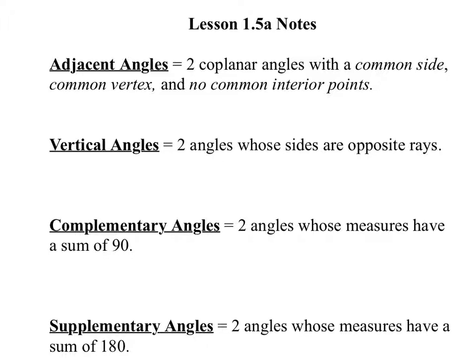2 coplanar angles with a common side. So there's 3 things: common side, common vertex, but no common interior points. So basically, adjacent angles are going to share a ray, and that's it. They won't share anything else. So it might look like this.